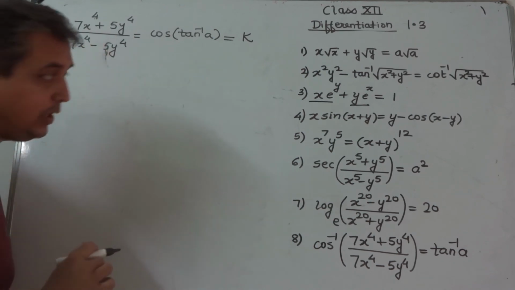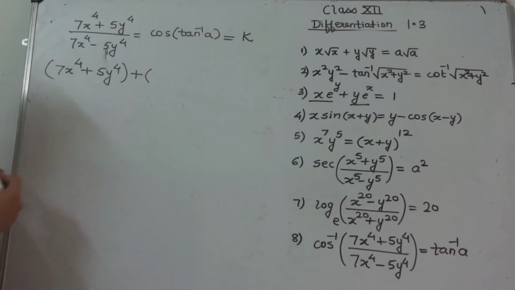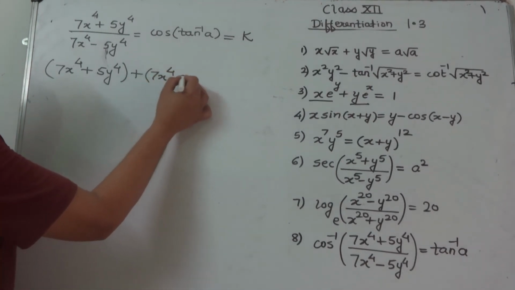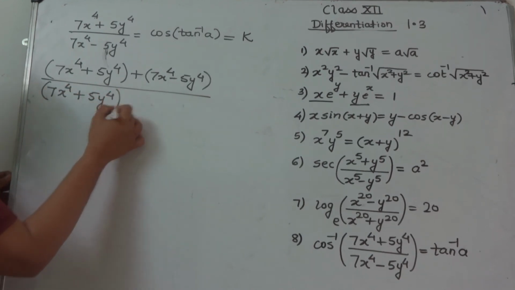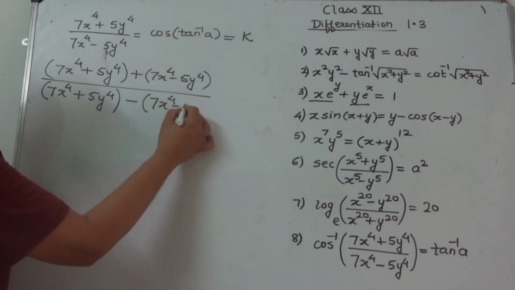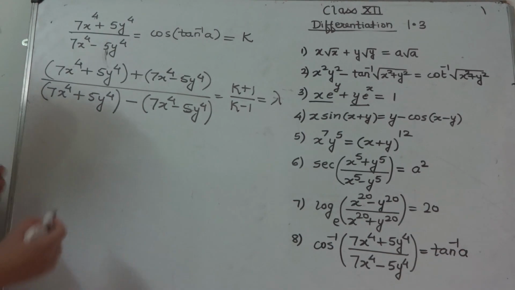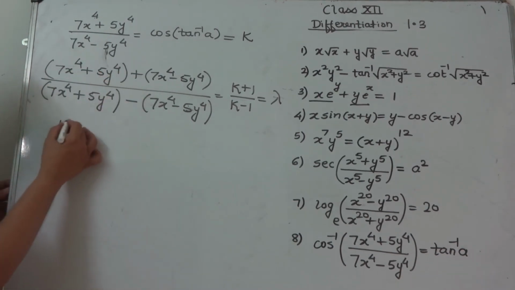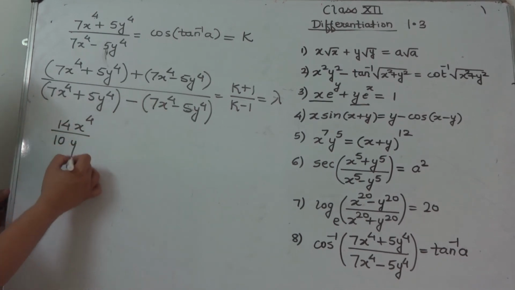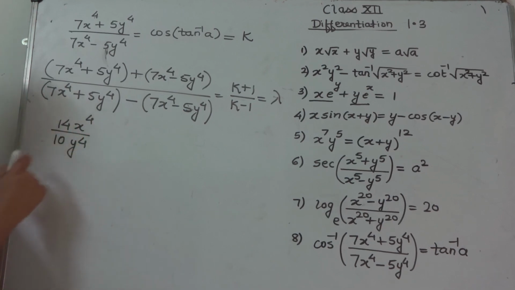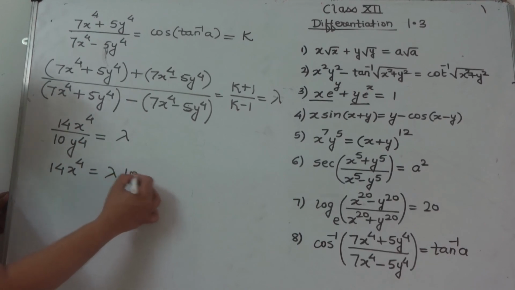Again plus minus terms we see, so we use componendo dividendo. So 7x raised to 4 plus 5y raised to 4 plus 7x raised to 4 minus 5y raised to 4 upon 7x raised to 4 plus 5y raised to 4 minus 7x raised to 4 minus 5y raised to 4 is equal to k plus 1 upon k minus 1, again a constant, we write it as lambda. On left hand side we get 7 plus 7 14 x raised to 4 upon 7 plus 7 minus... 5 plus 5 is 10 y raised to 4, 14 x raised to 4 upon 10 y raised to 4 equal to lambda, and so we get 14 x raised to 4 equal to lambda into 10 y raised to 4.